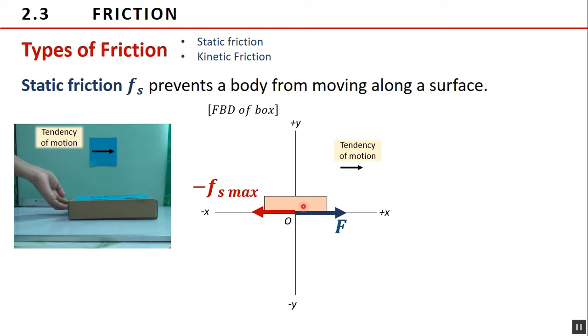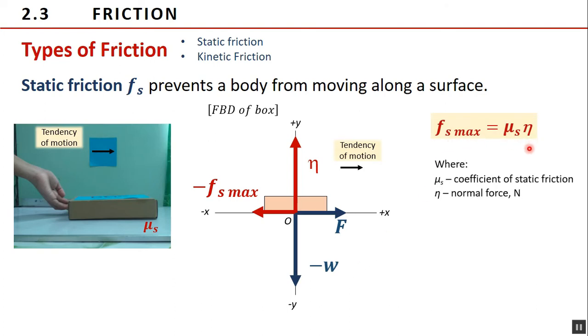This maximum static friction depends on the coefficient of static friction, denoted by mu sub s, between the body and the surface, and the normal force. Of course, normal force was developed because of the weight of the box. Therefore, Fs max is equal to the coefficient of static friction multiplied by the normal force.